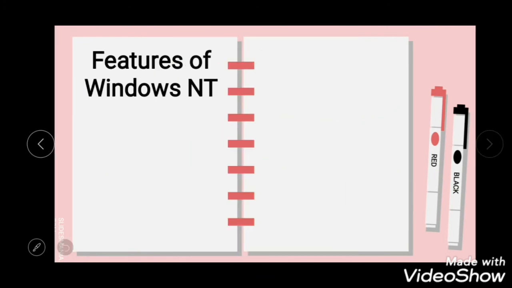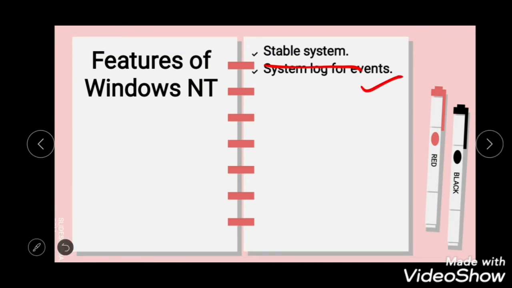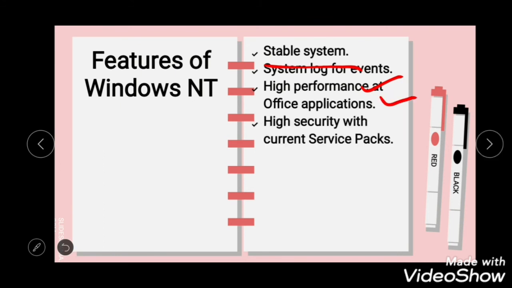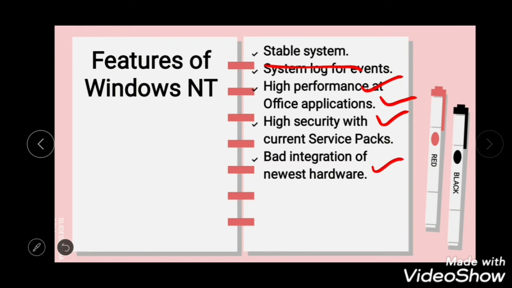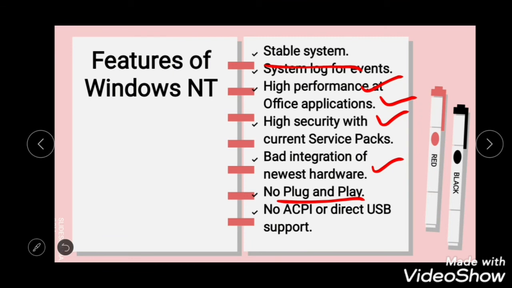Then the features of Windows NT. They were very great features at that time. So it is the first stable system, then system logs for events are available in this. High performance at office applications, so it was used in offices. High security with the current service pack. Then bad integration of the newest hardware because they show some incompatibility with this system. No plug and play, no ACPI or direct USB support.